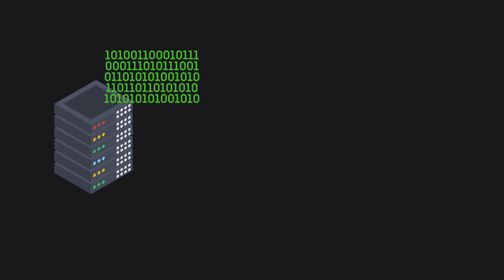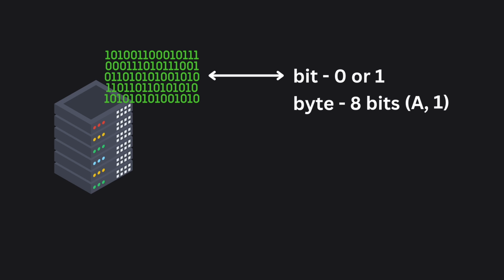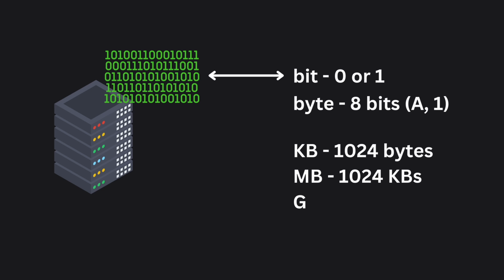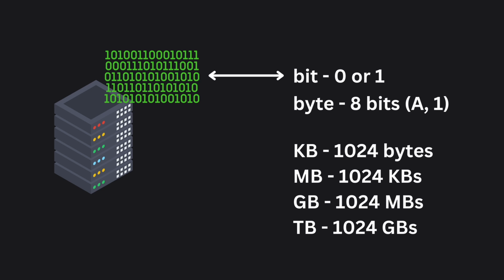At the core, computers understand only binary, zeros and ones. These are represented as bits. 1 bit is the smallest data unit in computing. It can be either 0 or 1. 1 byte consists of 8 bits and it's used to represent a single character like A or a number like 1. Expanding from here, we have kilobytes, megabytes, gigabytes and terabytes.